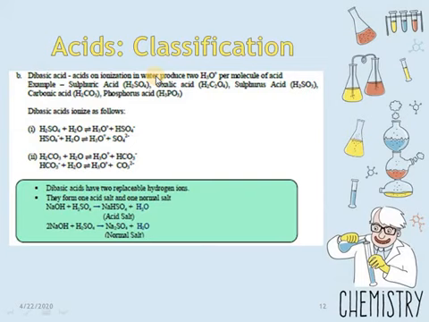Dibasic acids on ionization in water produce 2 hydronium ions per molecule of acid. Here the examples are given. Phosphorus acid is the exception, which we will discuss later. Now dibasic acids ionize as follows, and they give 1 acid salt and 1 normal salt because they have 2 replaceable hydrogen ions. Now in case of acid salt, we have 1 hydrogen in the salt. In case of normal salt, we don't have any hydrogen in the salt.